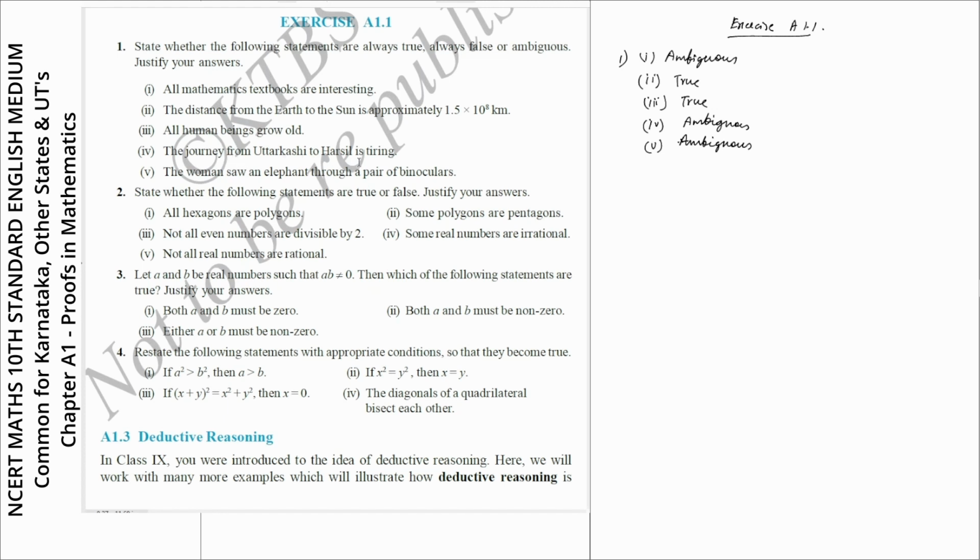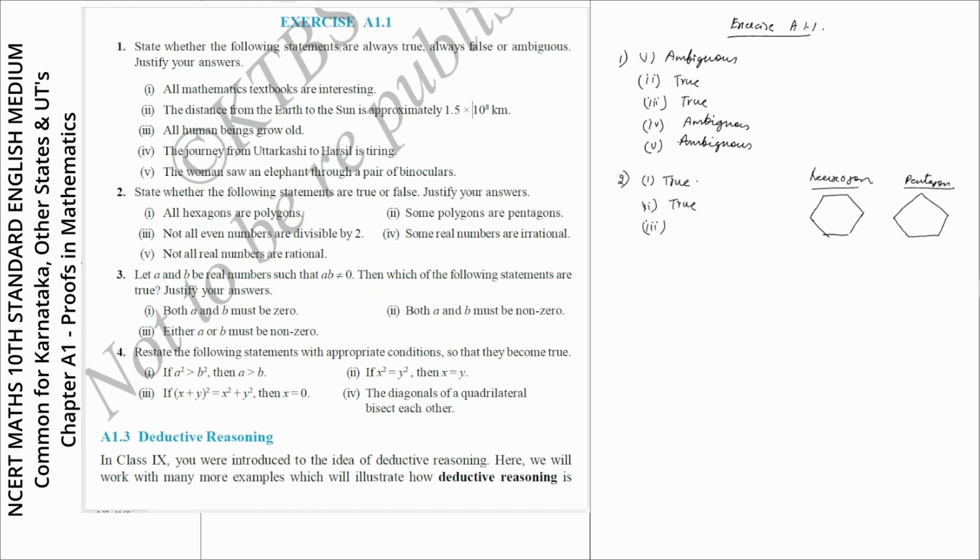The journey from Uttarkashi to Harsil is tiring. So this is an ambiguous statement. By which route is the journey done, whether bus route, train route, or by aeroplane, this is not known. And some may feel it is tiring, some may not feel that the journey is tiring. So we can't say. Therefore this statement is ambiguous. The last statement: the woman saw an elephant through a pair of binoculars. So this is also an ambiguous statement. We don't know what this woman actually saw. It could be an elephant or something else.